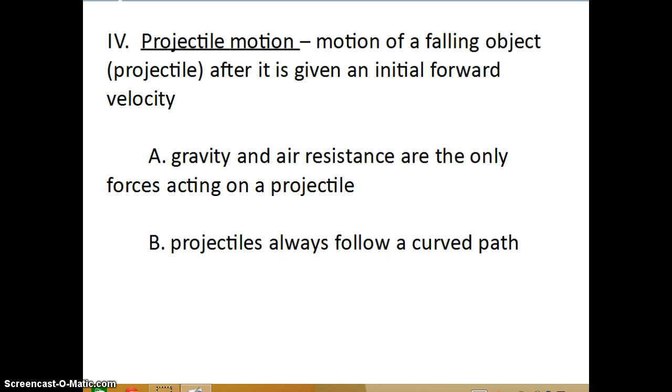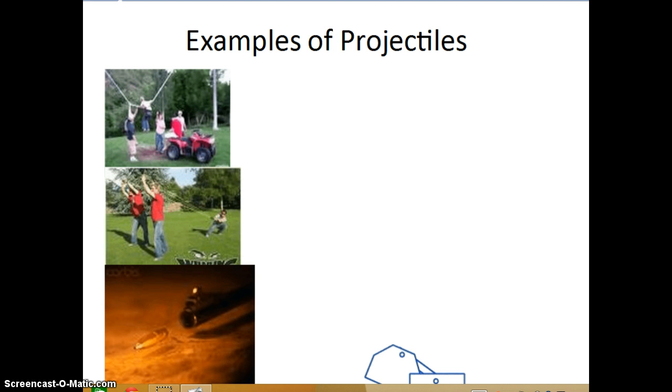Projectile motion. Projectile motion is motion of a falling object, which is called the projectile, after it is given an initial forward velocity. Gravity and air resistance are the only forces acting on a projectile, and projectiles always follow a curved path. Some examples of a projectile are anything being shot out of a catapult or a bullet being fired.